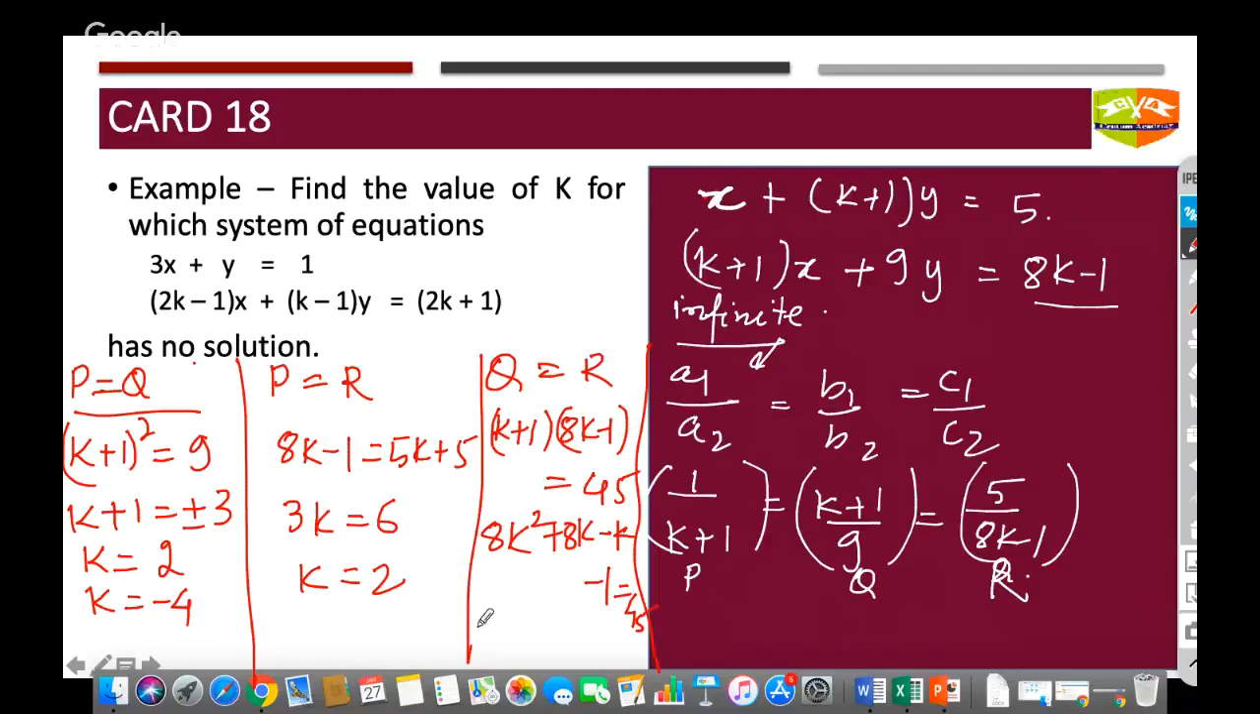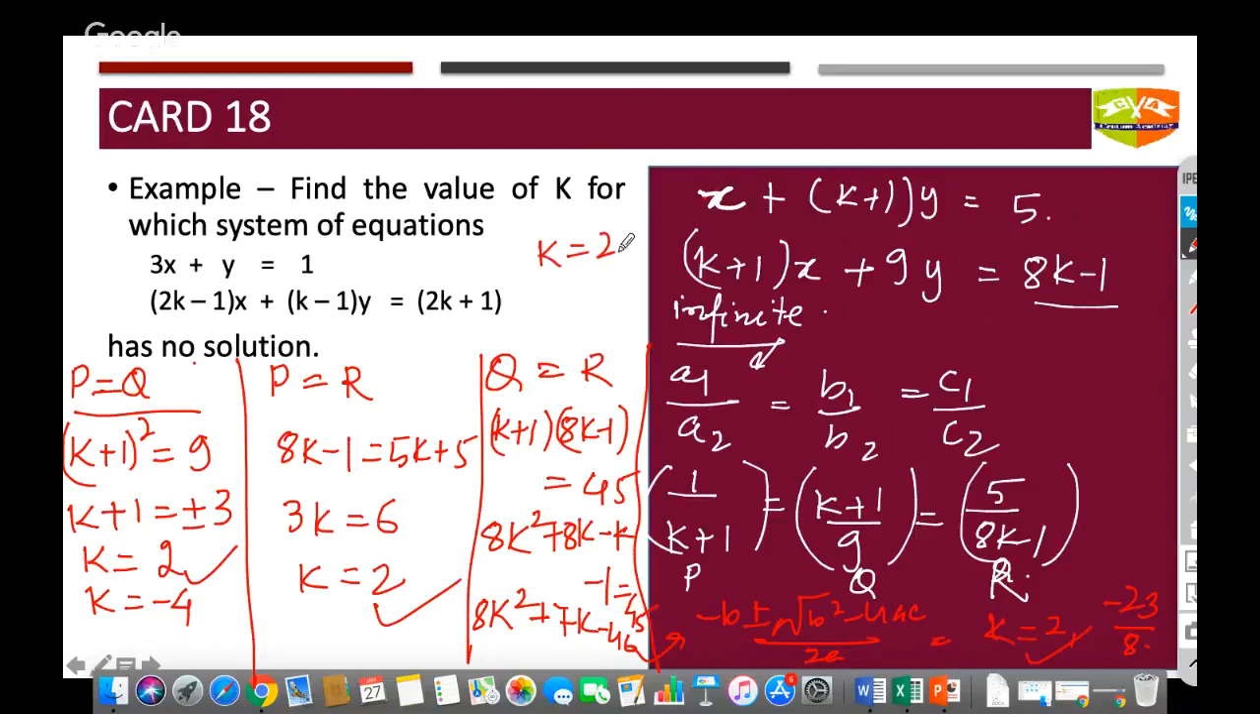So what do I get here? If you solve this equation, this is 8k square plus 7k minus 46. If you solve this by minus b plus minus root of b square minus 4ac divided by 2a, you will find that it will come out to be k is equal to 2 and minus 23 by 8. Now I'll choose only that value of k which is common to all three conditions. So k is equal to 2 is common to all three conditions.